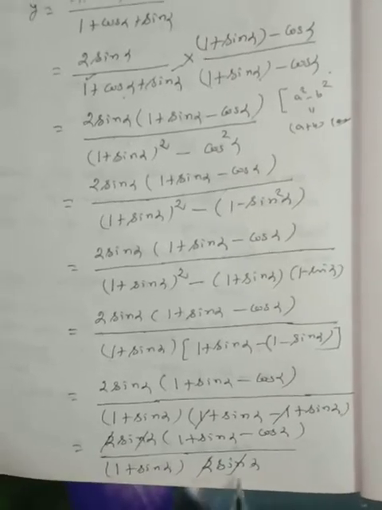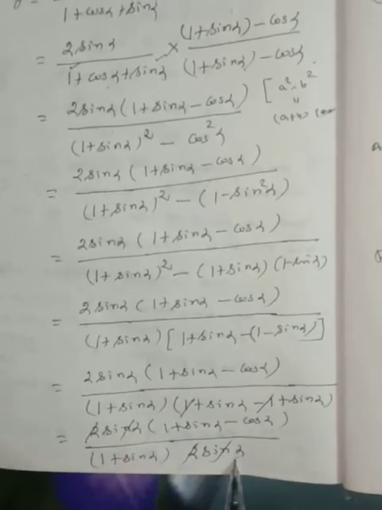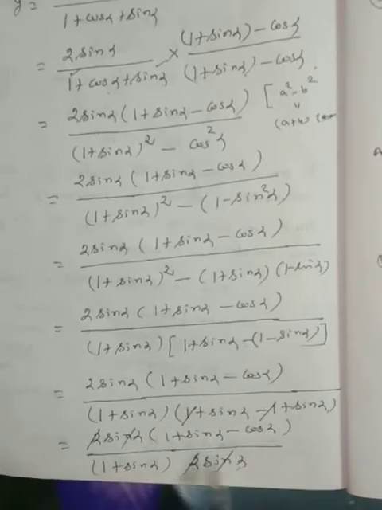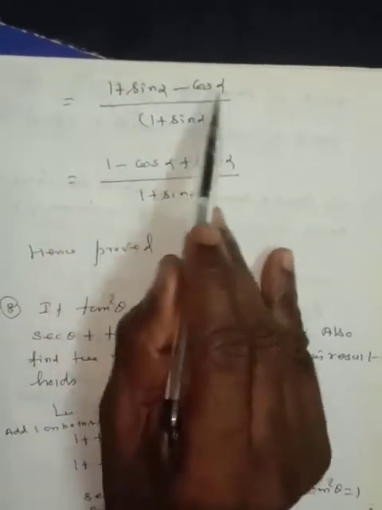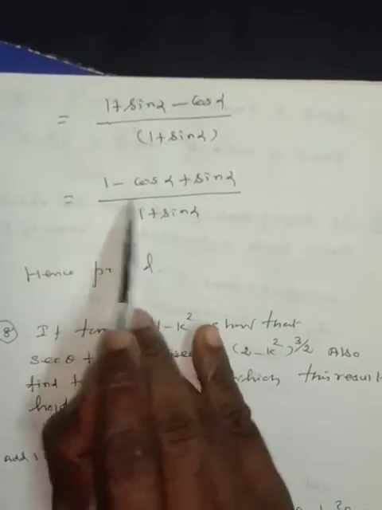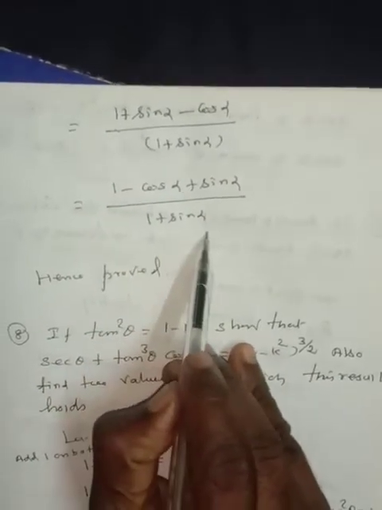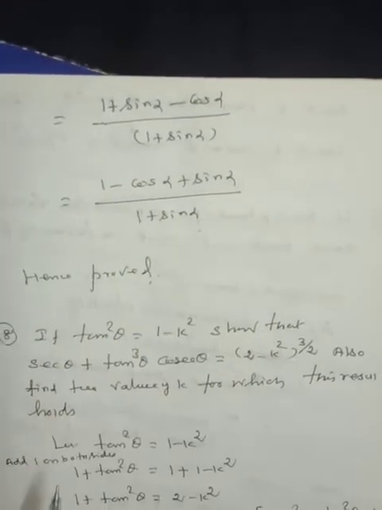Numerator 2 sin alpha, denominator 2 sin alpha. Cancelling, we get 1 plus sin alpha minus cos alpha divided by 1 plus sin alpha. This can be written as 1 minus cos alpha plus sin alpha whole divided by 1 plus sin alpha. Hence proved. Next, sum number 8.